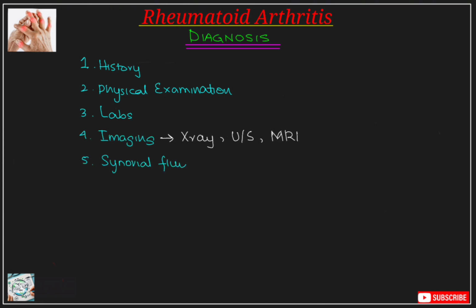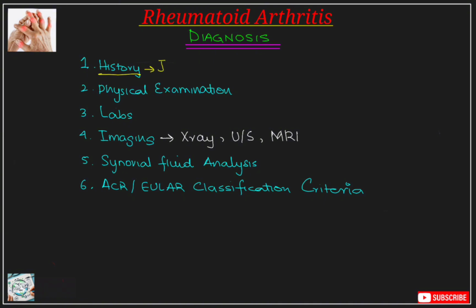synovial fluid analysis, and lastly, the American College of Rheumatology and the European League Against Rheumatism classification criteria for rheumatoid arthritis. Okay, first, the history is crucial. A patient with rheumatoid arthritis typically presents with symmetrical joint pain, stiffness, and swelling that has been gradually worsening over weeks to months. The hallmark is morning stiffness lasting more than an hour, which improves with activity.